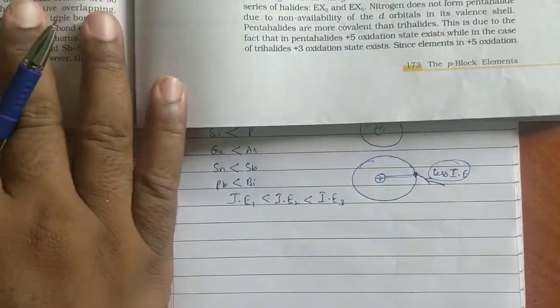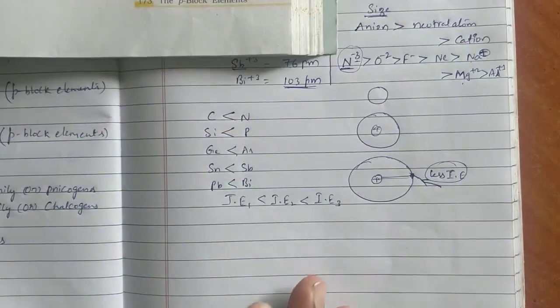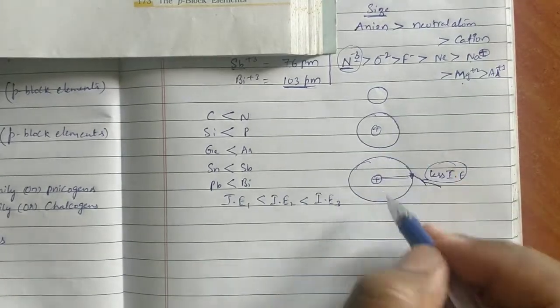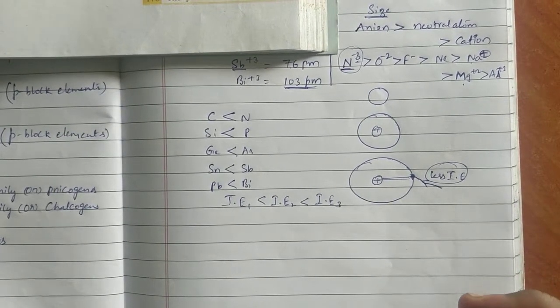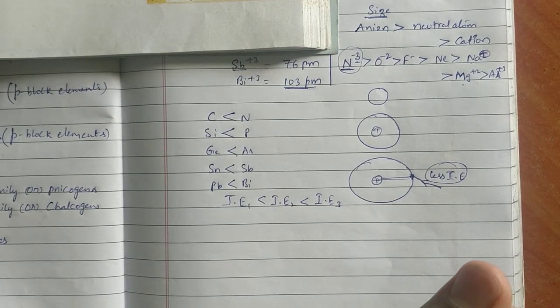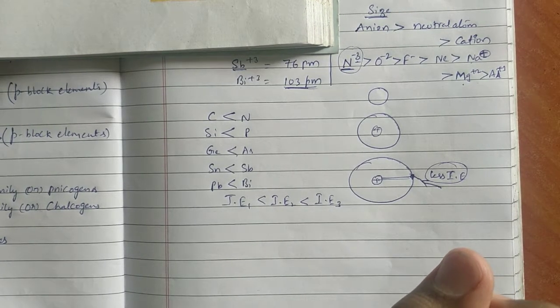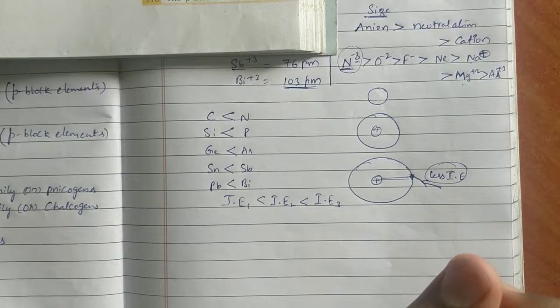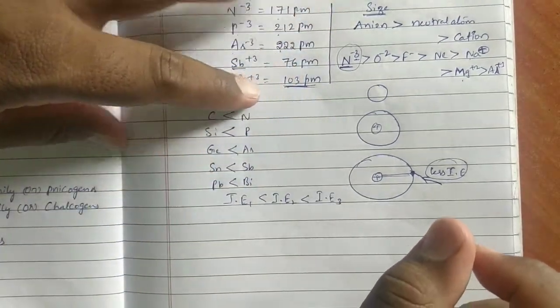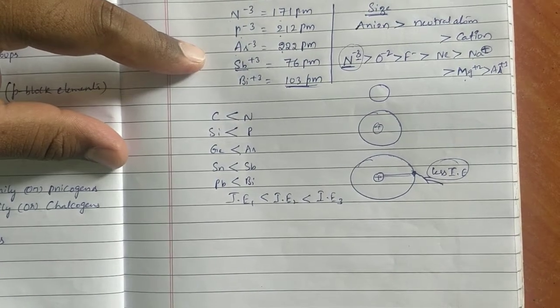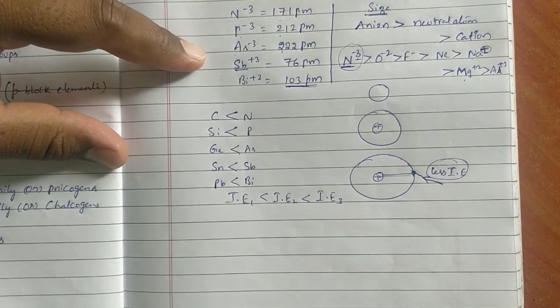Next, electronegativity. Top to bottom, what happened to size? Increases. Before that, what is meant by electronegativity? The ability of an atom to pull the bond pair of electrons towards itself in a bond is called electronegativity. The tendency of an atom to pull the bond pair of electrons towards itself is called electronegativity.